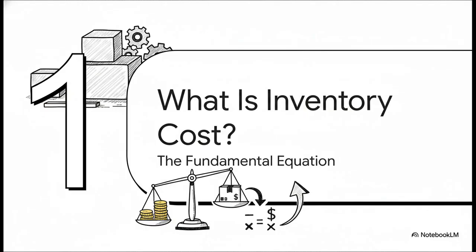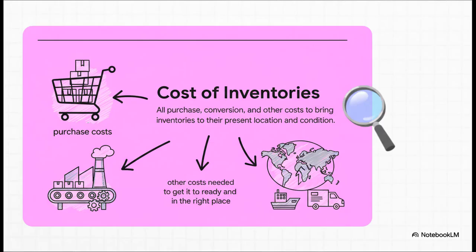Before we get into all the details, we really need to nail down the core principle, the fundamental idea behind how inventory is measured, according to IAS 2. Here it is, the official definition. It basically boils everything down into three main buckets. What you paid to purchase it, what it costs to convert it, to actually make it, and any other costs you had to spend to get it to where it is right now, in its current state.